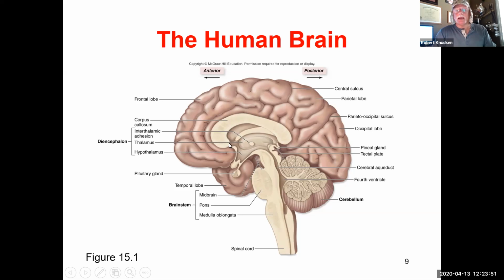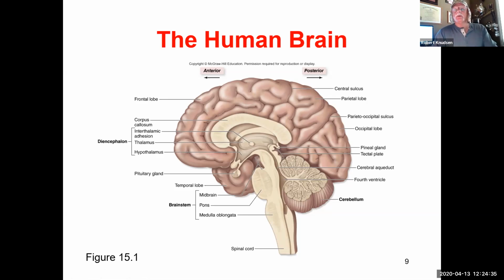This part right here, and I'm going to outline it, is the diencephalon, which consists of the thalamus, the hypothalamus, and the epithalamus. For those of you that have a hard time sleeping, you may have heard of a chemical called melatonin. It's normally produced right there in the pineal gland, which is part of the diencephalon, specifically the epithalamus.